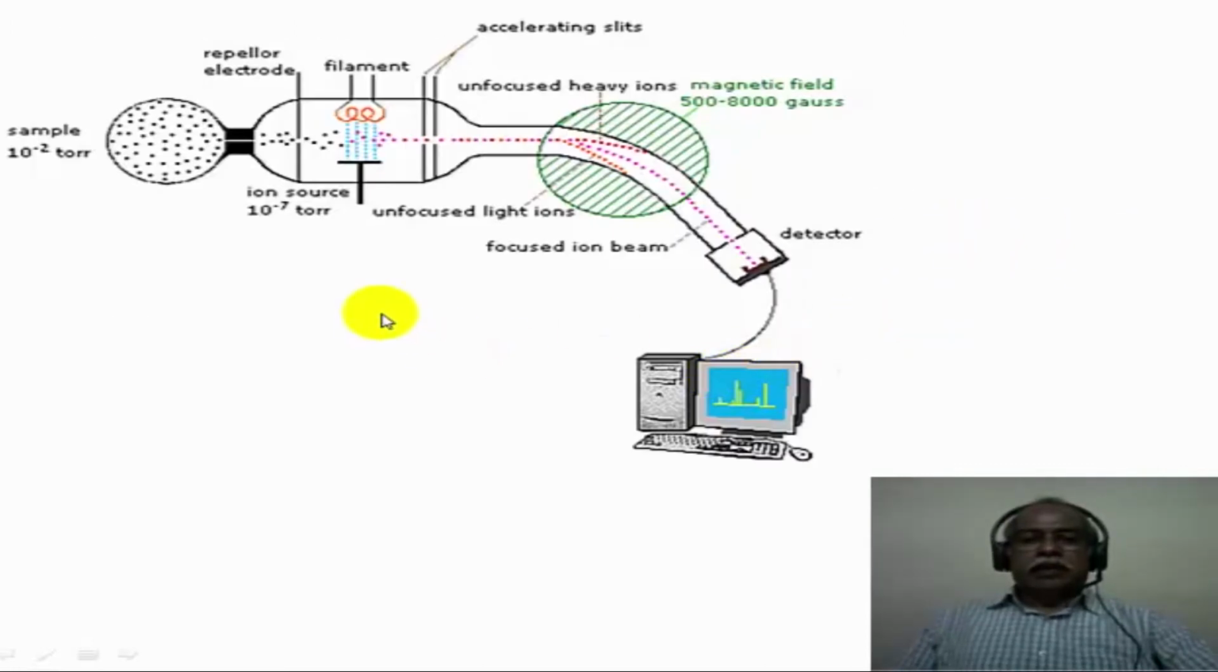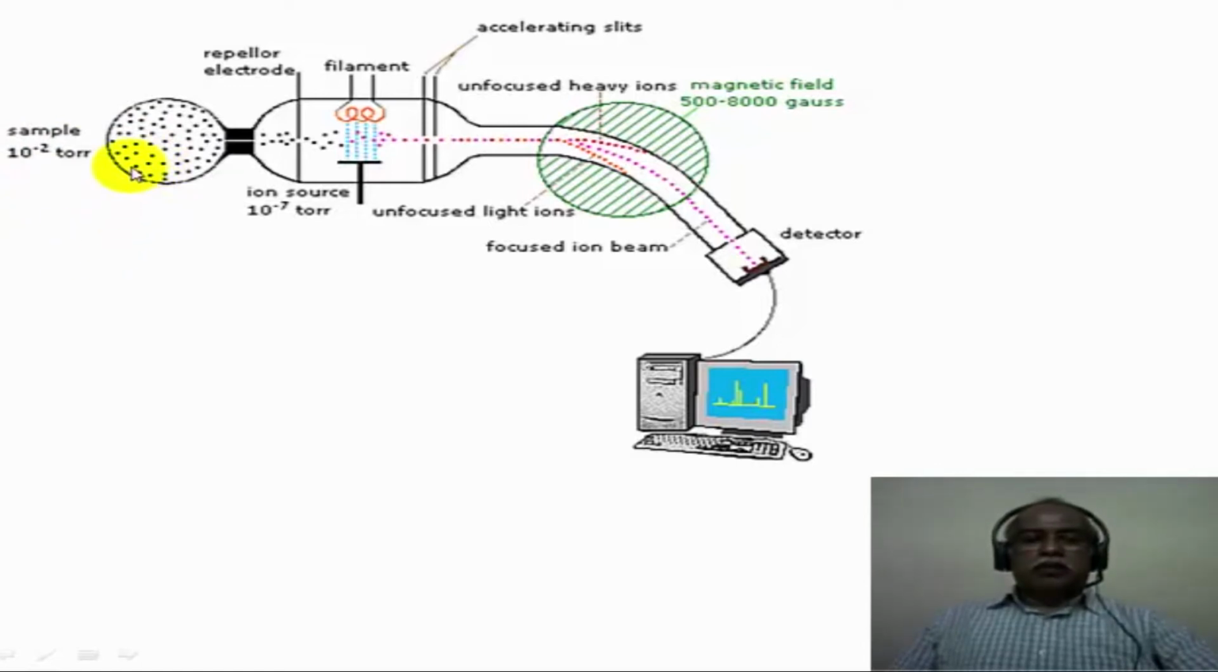This is a simple diagrammatic representation of a mass spectrometer consisting of a sample chamber in which sample is produced in the vapor phase, and then an ionization chamber, and then an acceleration zone, and finally a magnetic sector analyzer and a detector which is connected to the computer. Now in the sample chamber, essentially the sample is introduced and it is brought to the gas phase by applying a vacuum of 10 to the power minus 2 torr or so.